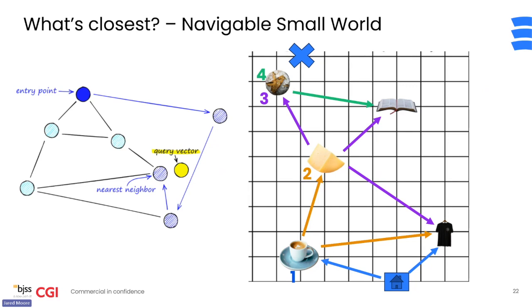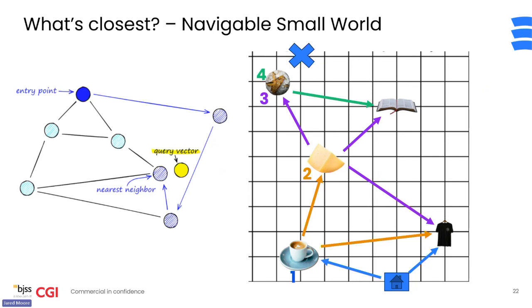So we're starting at the blue house at the bottom, and it's saying, okay, is the coffee or the t-shirt closer? I think the coffee is closer to the X. Okay, wrote the coffee. So now we need to decide cheese or t-shirt. Cheese. And then from the cheese, bread, book, bread.